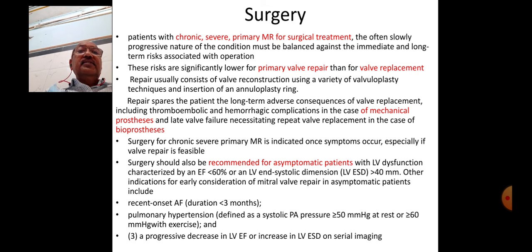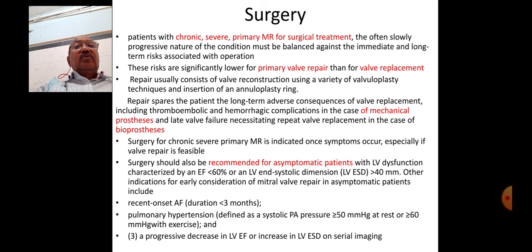Regarding surgery, patients with chronic severe primary MR are for surgical treatment. Often the slowly progressive nature of the condition must be balanced against the immediate and long-term risk associated with surgery. The risks are significantly lower for the primary valve repair than the replacement. So, of course, repair is a better alternative than the replacement. Repair usually consists of valve reconstruction using a variety of valvuloplasty techniques and insertion of an annuloplasty ring.